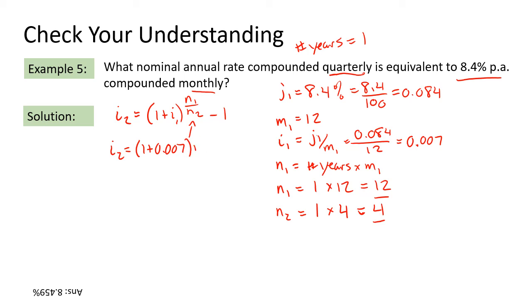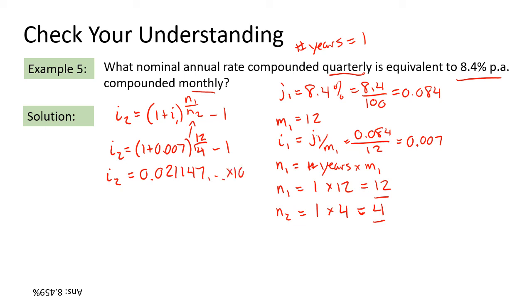Oh, that's backwards actually. 12 divided by 4, because N1 is 12 and N2 is 4, minus 1. So if you do that, you get that I2 is equal to 0.021147, it keeps going.